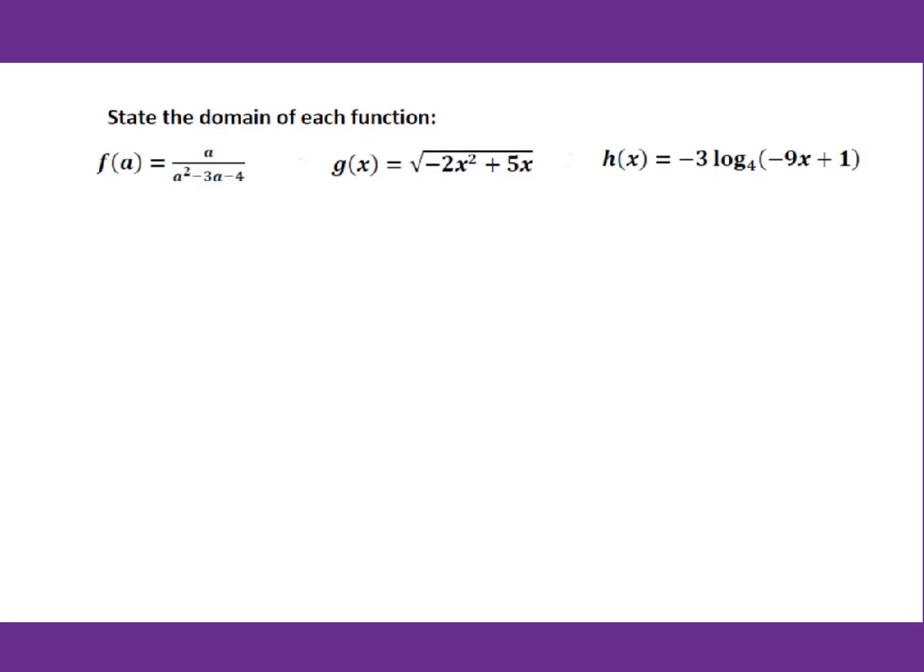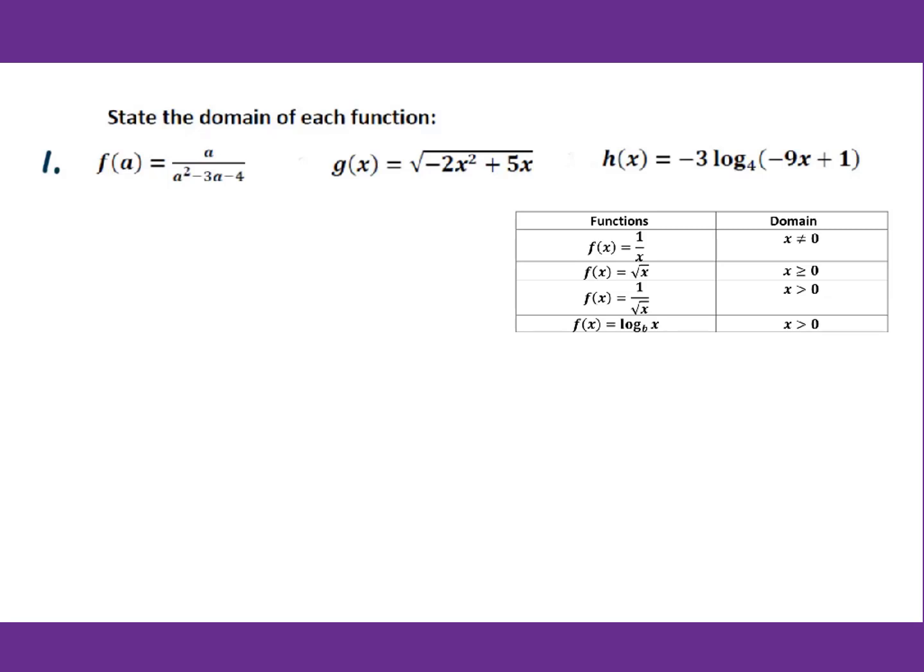For number 1, f of a equals a over a squared minus 3a minus 4. We want to find the domain. First of all, you need to analyze this function. We know this is a rational function. For a rational function, the denominator is not equal to 0. This will be the denominator. Therefore, for the domain, we set up a squared minus 3a minus 4 not equal to 0.